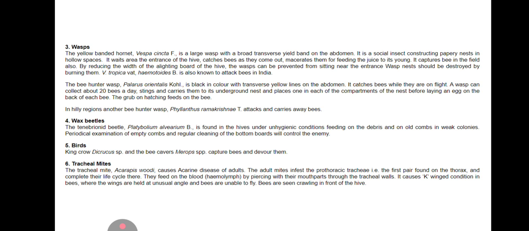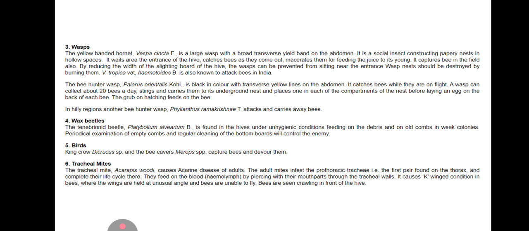Next pest is the wax beetle, Platybolium alvearum, also called the tenebroides beetle. It is found in hives under unhygienic conditions, feeding on the debris and on old combs in weak colonies. Periodical examination of empty combs and regular cleaning of the bottom boards will control this enemy. Then birds, the king crow, Dicrurus species, and bee eaters, Merops species, capture bees and devour them.